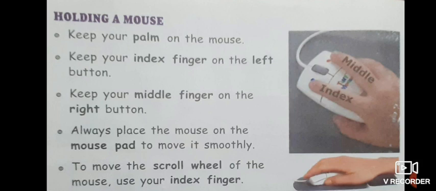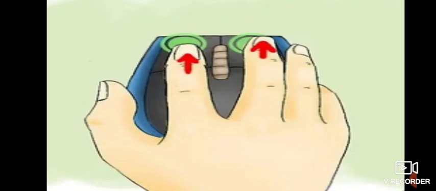Second, keep your index finger on the left button. Third point is, keep your middle finger on the right button. The picture is given in your book also. That is also a very good picture. You can see the index finger is on left button and middle finger is on right button. Here also you can check. They are using 2 fingers, index finger and middle finger. Index finger on left button and middle finger on the right button.